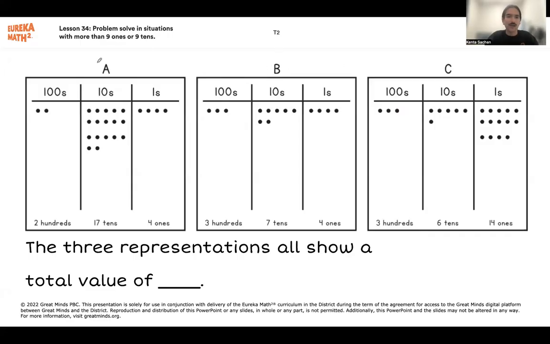So let's start by doing a little review of what we started yesterday. We got 3 place value charts showing 3 numbers. Let's get A, B, and C. Let's start with B here. We have our hundreds, our tens, and our ones. I want you to look at B and tell me, what number is this showing here? Raise your hand if you're ready with a number.